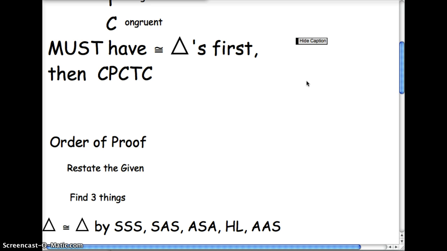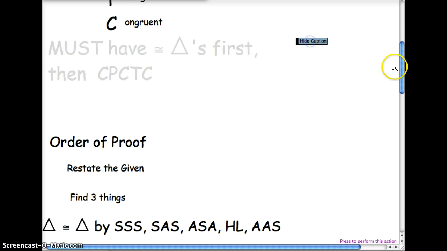That's the big thing. And the other thing too is we try to skip steps. What people are going to want to do here is skip this triangle's congruency first. You've got to prove the triangles are congruent, and then you can use CPCTC. But you have to have that in your proof somewhere. Everybody have that? Okay?